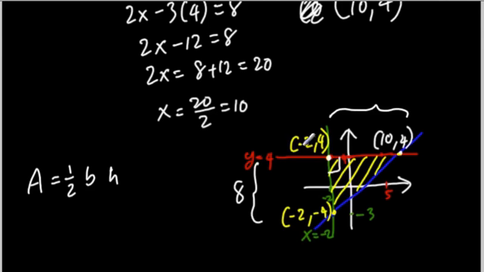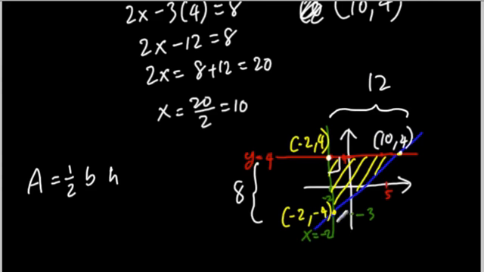Now if we look over here, this is -2, 4 and 10, 4. They have the same y coordinates. So really what we need is the distance from -2 to 10. From -2 to 0 is 2, and from 0 to 10 is 10, so it's 2 plus 10. So the distance from -2 to 10 is 12, right?